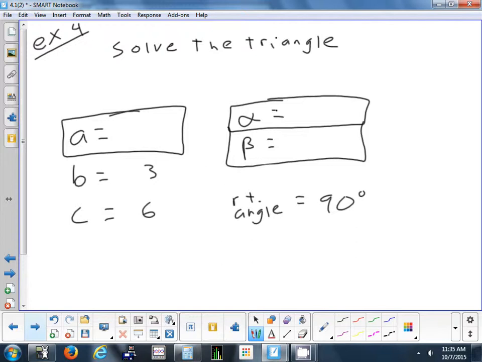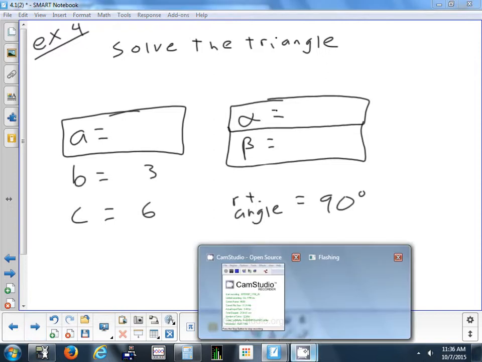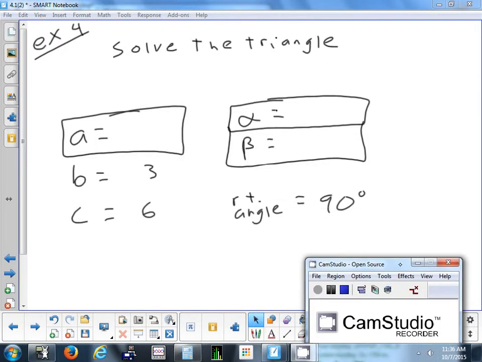Just by quickly looking at it, are you going to use inverse trig or not use it? You're going to use it. You're missing 2 angles. Okay, so you're going to use inverse trig. If you get stuck, just let me know and I'll come help you out. Yep, if you need a calculator, I will put them at the front table.